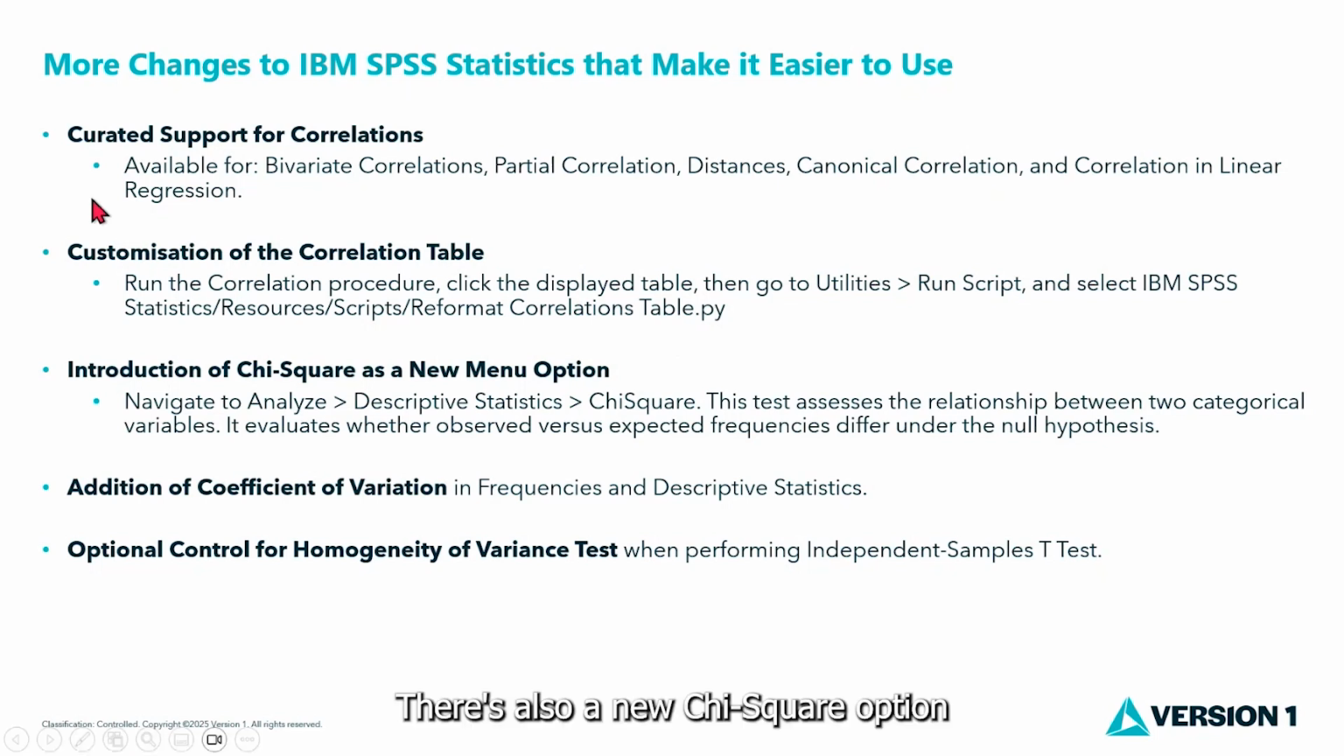There's also a new chi-square option on the Descriptive Statistics menu. If you go to Analyze, Descriptive Statistics, and select chi-square, this will give you the chi-square test. It doesn't replace crosstabs with chi-square. It's another option. Also, you now have coefficient of variation in the options for frequencies and descriptive statistics, and you've got optional control for the homogeneity of variance test when performing independent samples t-tests.